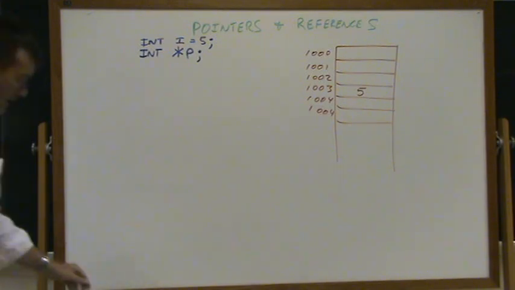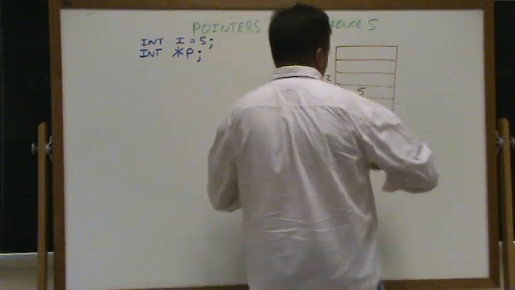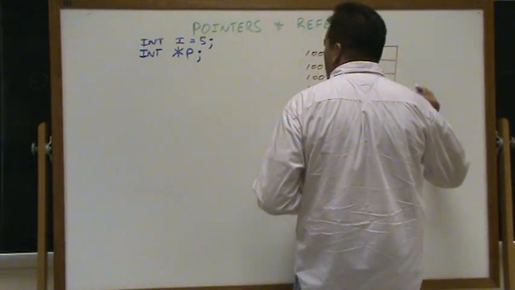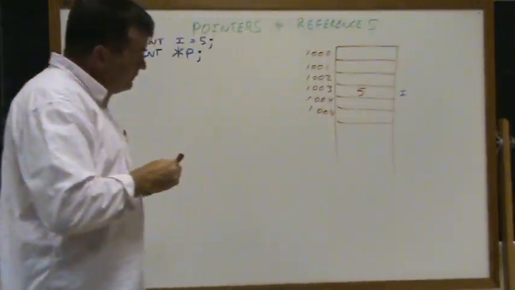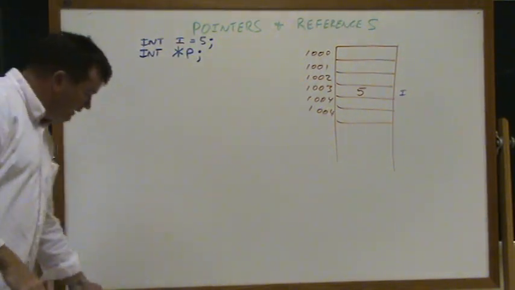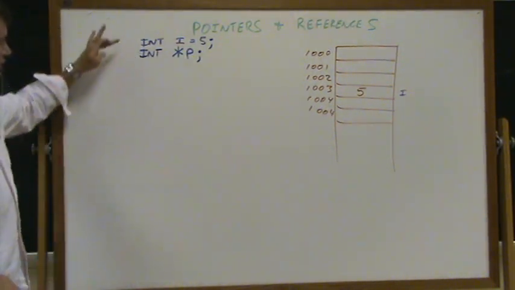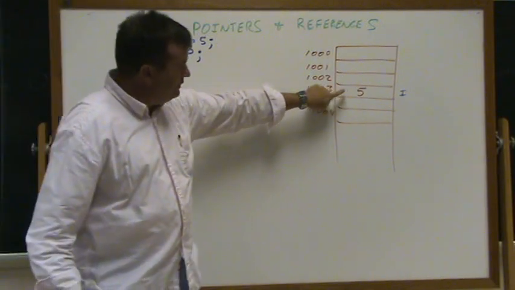And i is another name. I'm sorry, i is this location. So as far as our program is concerned, anytime we use this variable i, we're referring to this piece of storage.